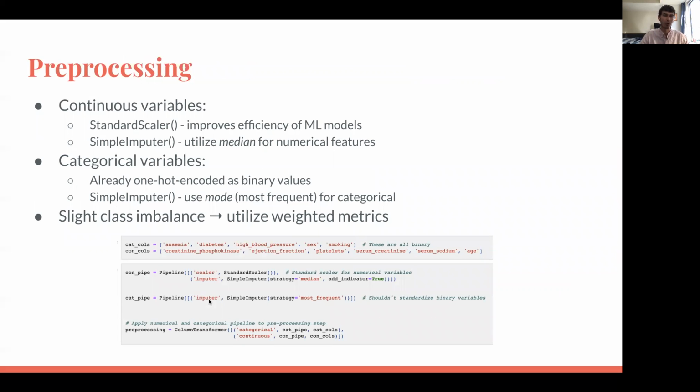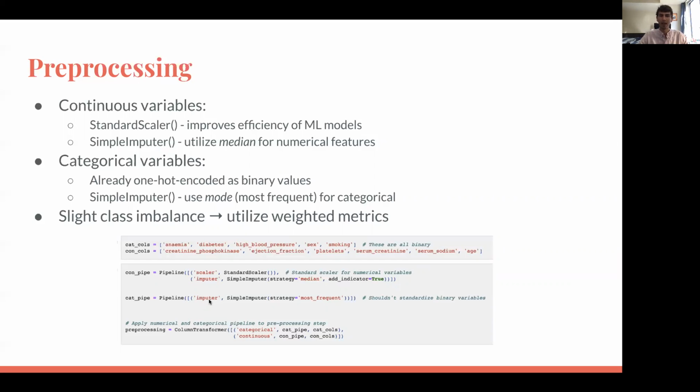So just to go over some of my pre-processing, for my continuous variables, I use standard scaler to normalize them and improve the efficiency of our ML models. And then, although we didn't have any missing values in my data, I still wanted to utilize a simple imputer for both categorical and continuous, being that if we're going to test it on a patient's data, we may not have all that information. So I wanted to include that in the pipeline. And as I said, the categorical variables are already one-hot encoded. So I didn't need to do any pre-processing regarding that.